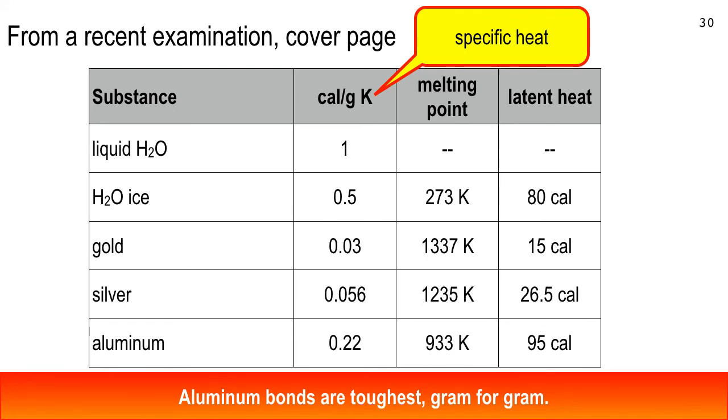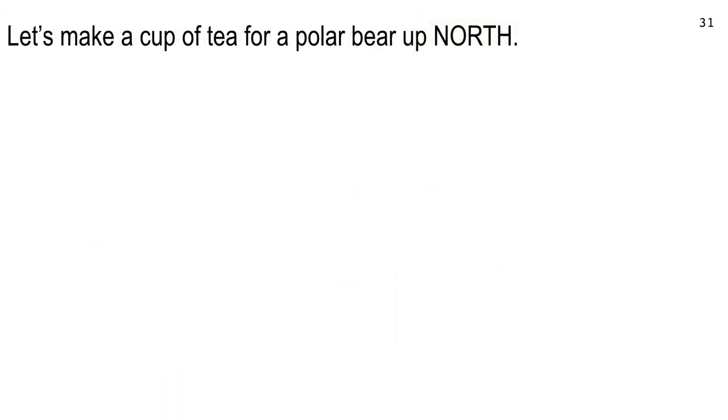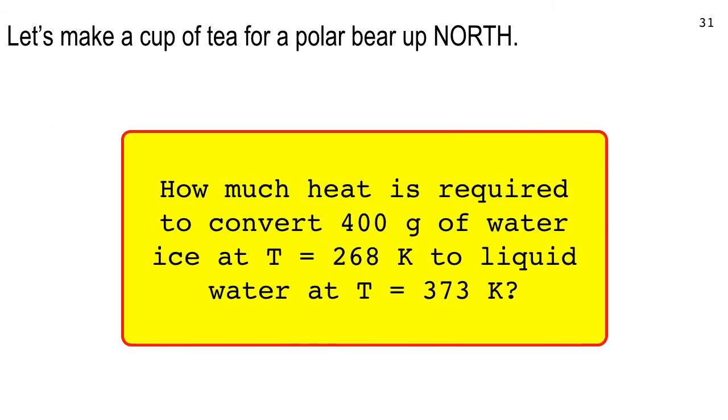Now, let's take a few minutes to do a calculation. This is the famous heat melt heat problem that every semester I ask my students to be able to do, like stopping distance, stopping time, drop speed, drop time. All those are classic brain burners that I like to ask students every semester. And here's another one. So what we're going to do is make a cup of tea for a polar bear up north. And here's our problem.